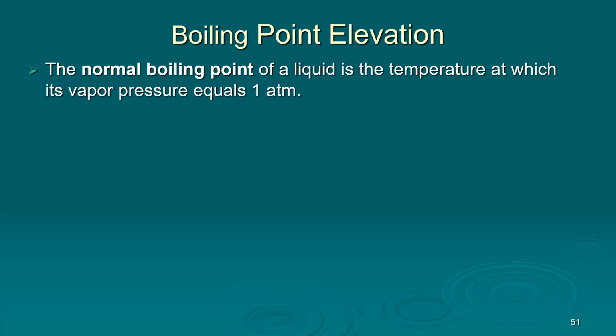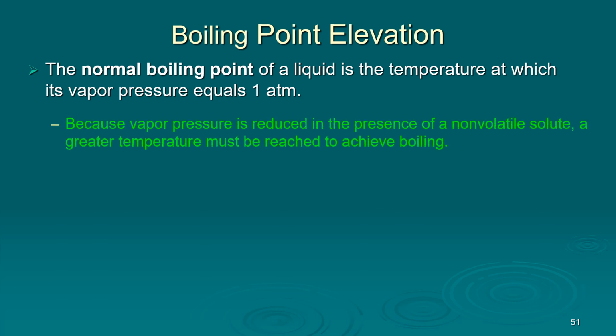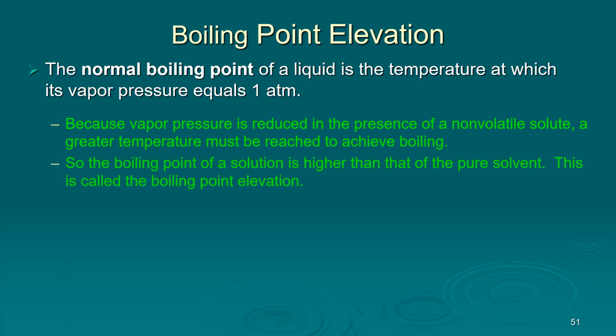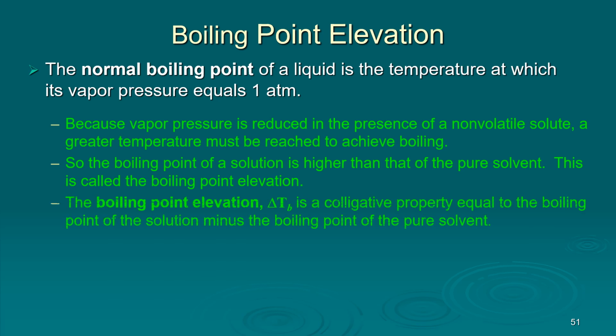Well, remember that because you have a solution, the vapor pressure of the solution is lower if you add a solute, if you add a non-volatile solute, which again is all we're going to focus on. So in order to get up to 1 atmosphere, we have to heat it up a little bit more. And so the temperature has to be a little bit higher to get to boiling. So the boiling point of a solution will always be higher than the boiling point of the pure solvent. So this is called the boiling point elevation, naturally, because it's elevated.